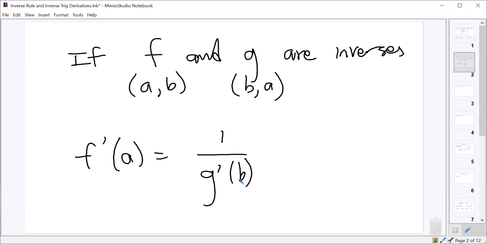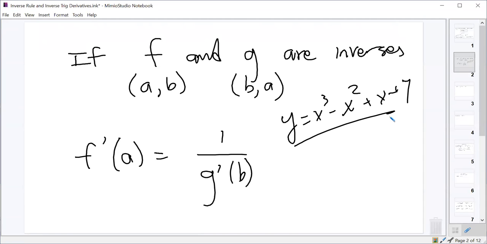And why might we see that this is helpful sometimes? What do you think? Because the derivative of an inverse function might be a lot easier to find. It just depends. If f is really difficult to find the derivative of, but we can find the inverse of it really easily, we might be able to use that. Or if we want to find the derivative of the inverse, but we can't actually find the inverse of the function. If I gave you y equals x cubed minus x squared plus x plus 7, it's going to be very difficult to find the inverse of that function, isn't it?